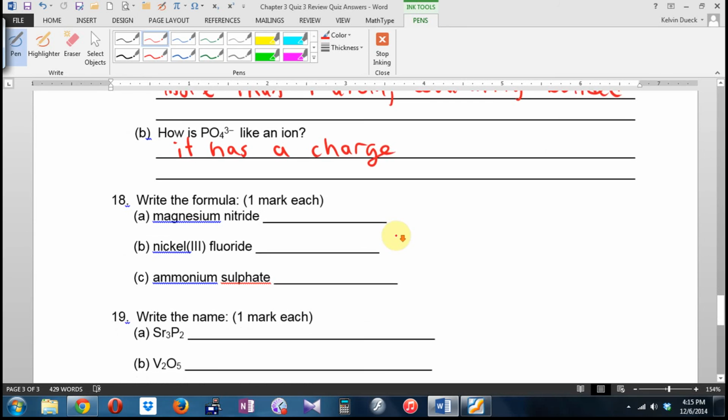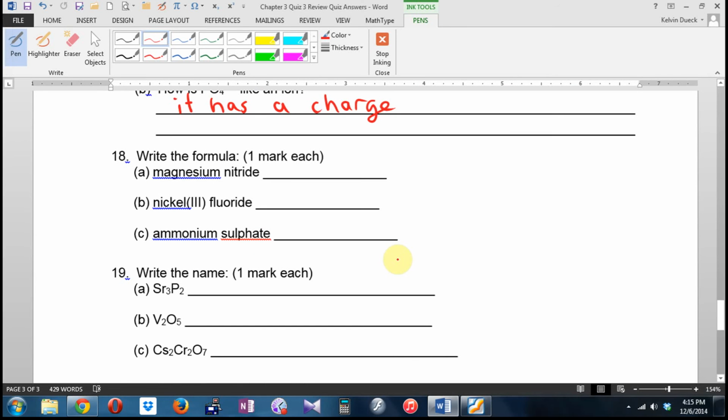Write the formula, 1 mark each. Magnesium nitride, that's going to be combining magnesium and nitrogen. Magnesium is 2 plus, nitrogen is 3 minus. That's going to be Mg3N2. Nickel 3 fluoride, that's going to be nickel. Now nickel is multivalent, but it tells me it wants to use 3 plus. Fluoride, thankfully, is not multivalent. It's going to be Ni, 1 of them, I'm not going to bother writing the 1, F, 3 of them. NiF3.